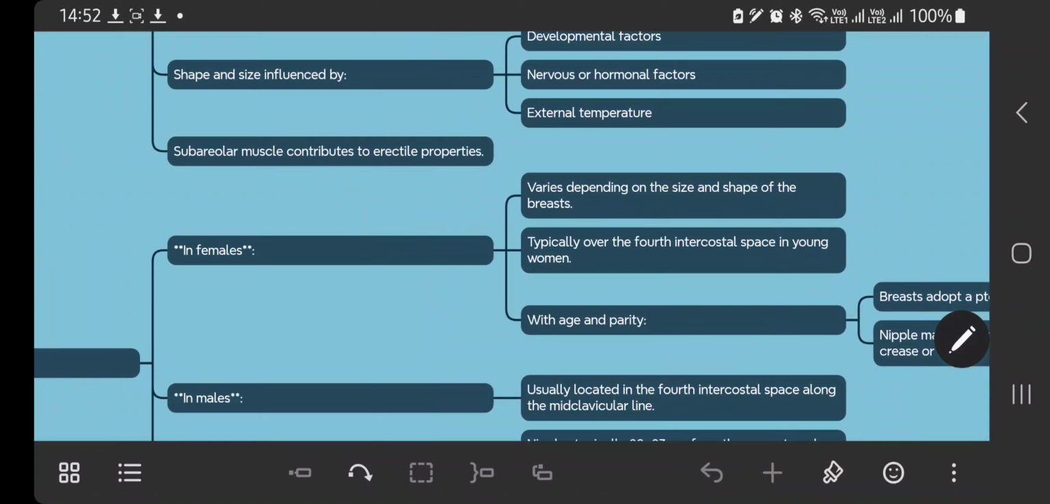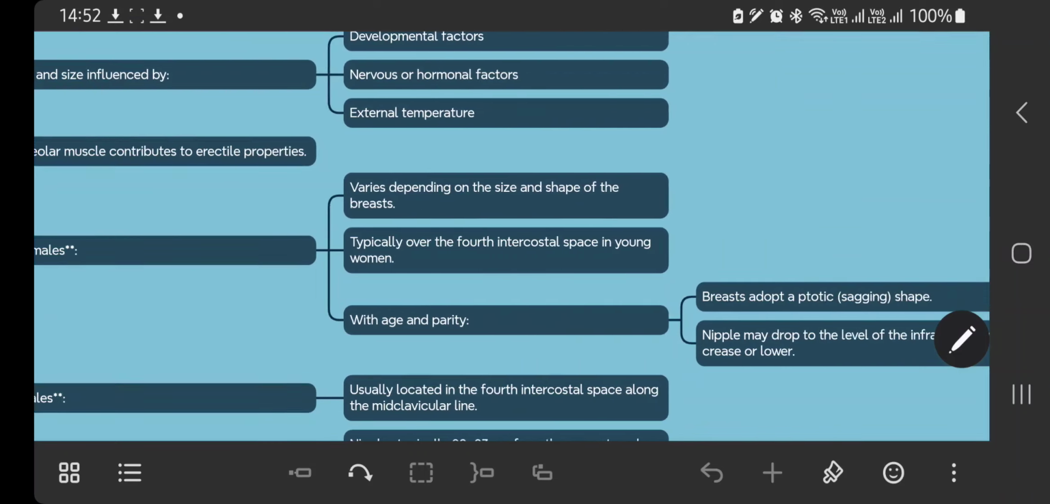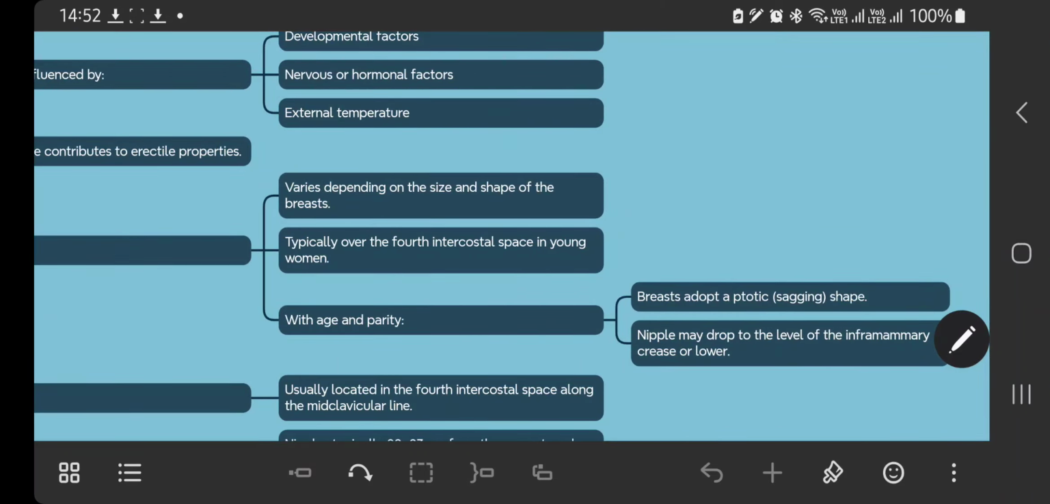So in females, it can vary depending on the size and the shape of the breast, and typically it's over the fourth intercostal space. And with age and parity, it can drop down and cause a ptotic sagging shape.